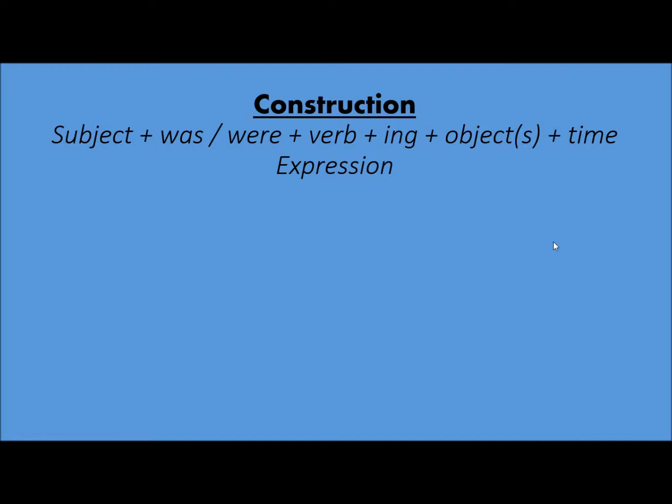How do you make the construction of the past progressive? Start with the subject, use your helping verb was or were, plus your ing verb, plus an object and a time expression. Let's look at an example. Sharon was watching TV when she received a telephone call.